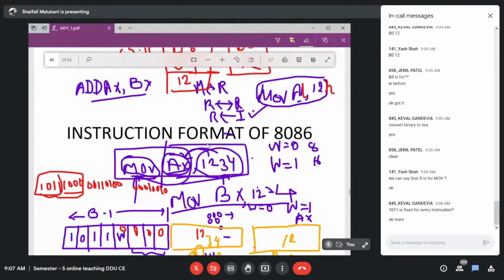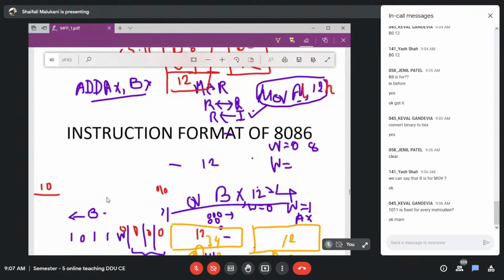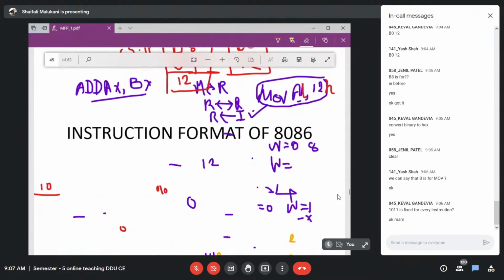Just 4 bits are not sufficient. But if you encounter these 4 bits together, then the next interpretation can be based on that. Again, if this is one and the next bit is particular, then another kind of instruction is possible, but we are not going into those complications right now. For immediate to register transfer, yes, B is fixed. Okay, now we are going to the next case.